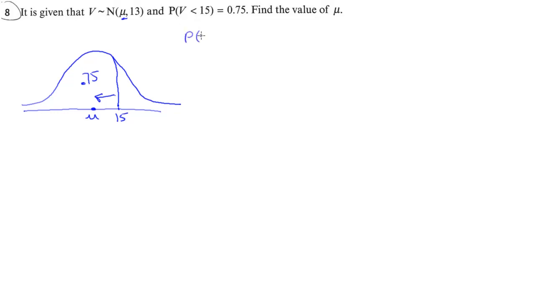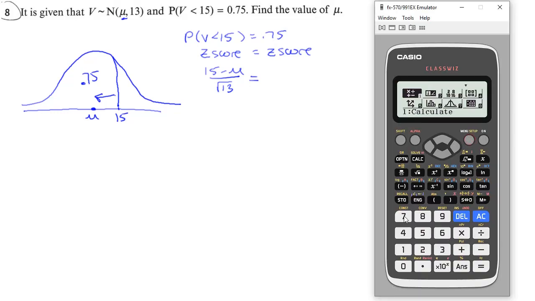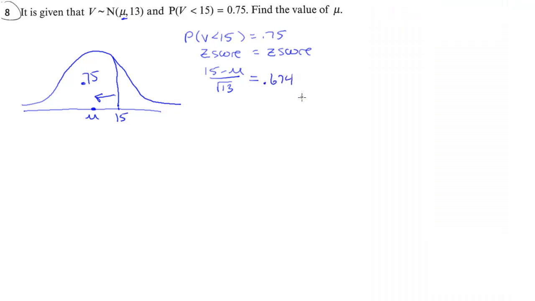And what we've got to do is find the mean. What we're going to do is take each of these things and make them equal to a z-score, and then make them equal to each other. So a z-score for this probability of v is less than 15 would be 15 minus mu over the square root of 13. And then for the z-score for the 0.75, I can do the inverse normal, put in 0.75. I'm doing a z-score, so the standard deviation will be 1 and the mean will be 0. And I get a z-score of 0.674.